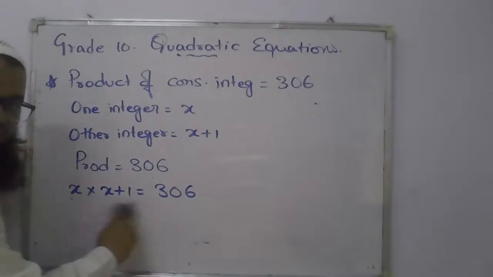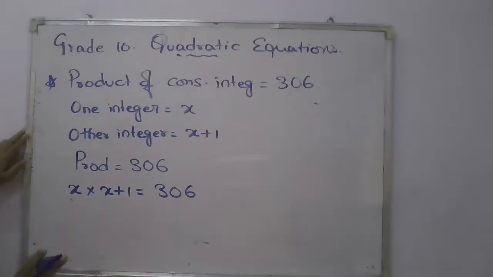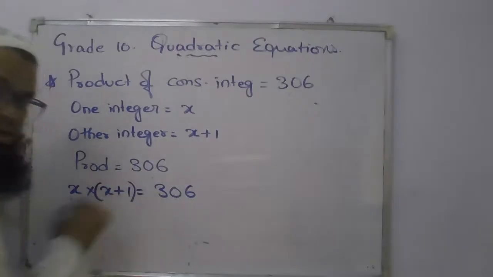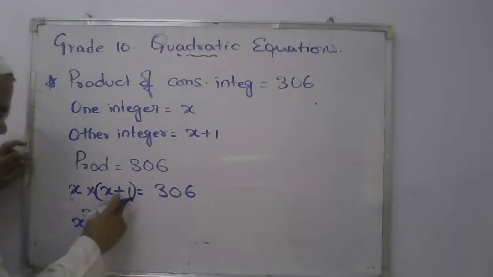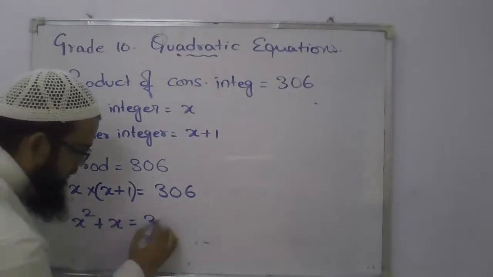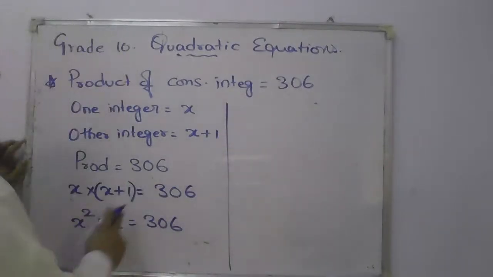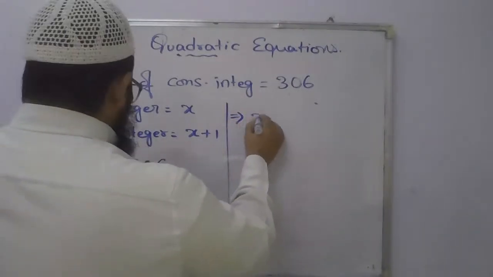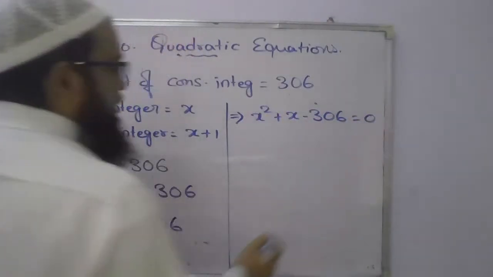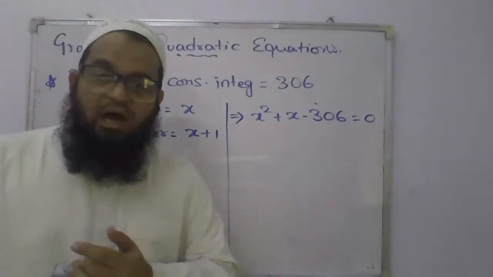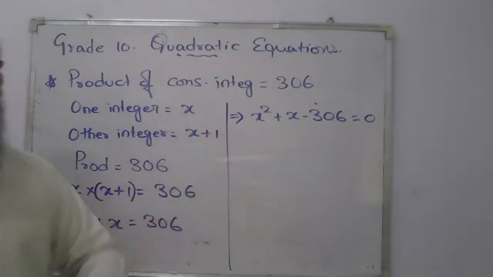Students, can you write in this manner? No, because when you are multiplying an expression with two terms, you have to keep it in brackets, right? So x into x, x square, x into 1, x is equal to 306. Now x square plus x, transpose 306 to the left hand side. You will get x square plus x minus 306 is equal to 0. So this is how you represent the given situations into quadratic equations.